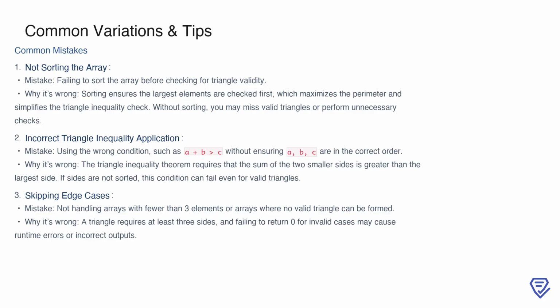Finally, skipping edge cases like arrays with fewer than 3 elements or arrays where no valid triangle can be formed is another pitfall. A valid triangle requires at least 3 sides, and failing to handle these cases properly might lead to runtime errors or incorrect outputs.